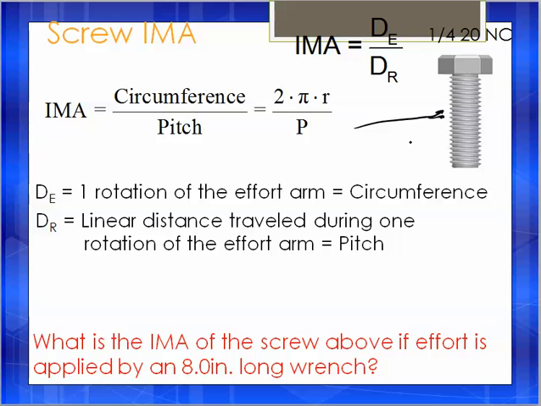So in this case, they want to know what is the ideal mechanical advantage of the screw above if its effort is applied by an 8-inch long wrench. So we have an 8-inch long wrench. So the circumference is going to be 2 pi r, or 2 times pi times an 8-inch wrench. And up here, they're telling us it's a quarter 20 NC.